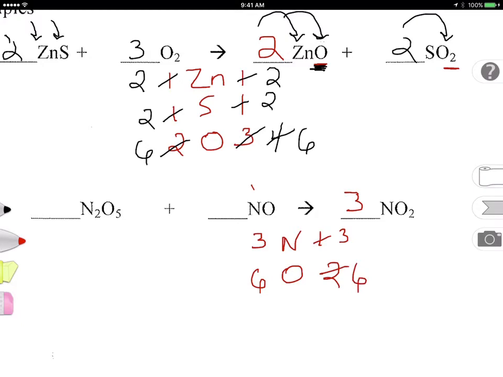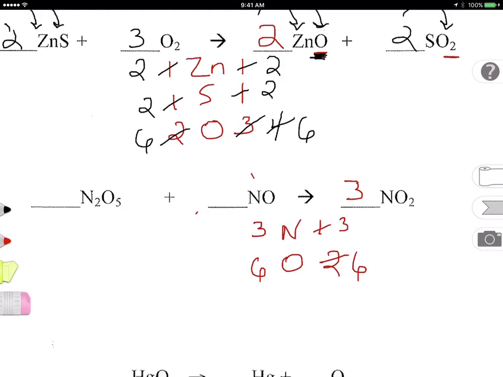It's balanced. Now, leave these parts right here blank, okay? Do not put a coefficient in there. A coefficient of 1 is actually incorrect. It's assumed that if there's no coefficient there, it is 1. And it is actually incorrect if you were to put a 1 there. So leave them blank. Don't do anything to those 2 reactants.